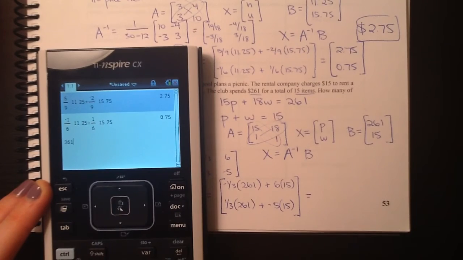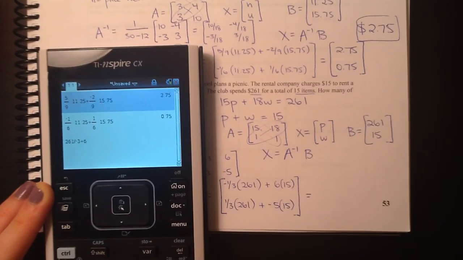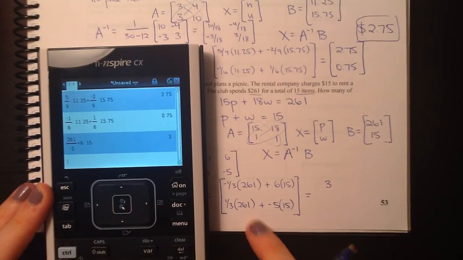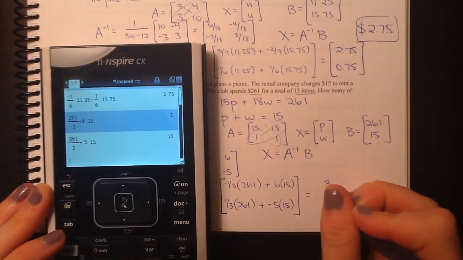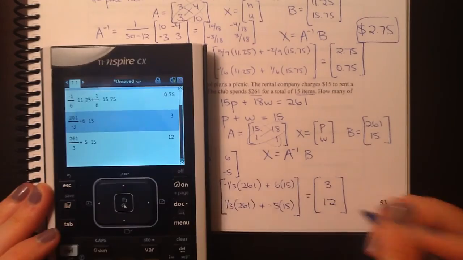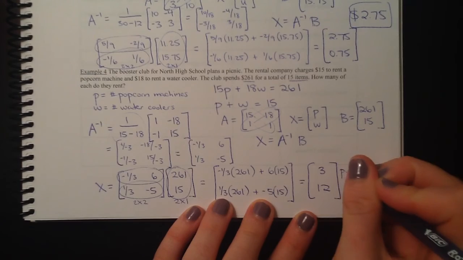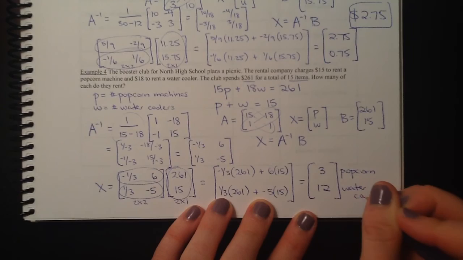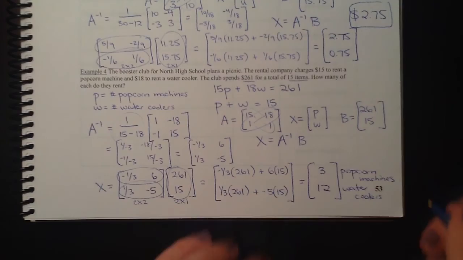So 261, I'm going to divide by negative 3, same as multiplying by negative 1/3, plus 6 times 15. So that gives me 3 in this spot, and then down here, 261 divided by 3, instead of multiplying by 1/3, and then plus negative 5 times 15. And that gives me 12. Okay, so that is my answer matrix, and so that means I had 3 popcorn machines and 12 water coolers. And that is your final answer.